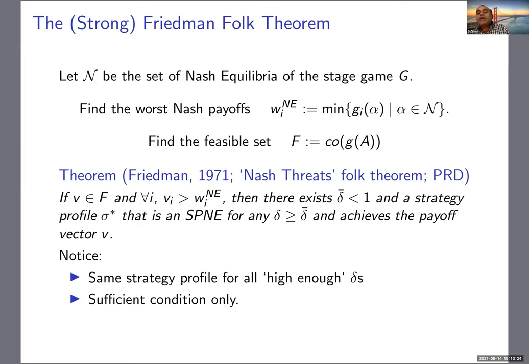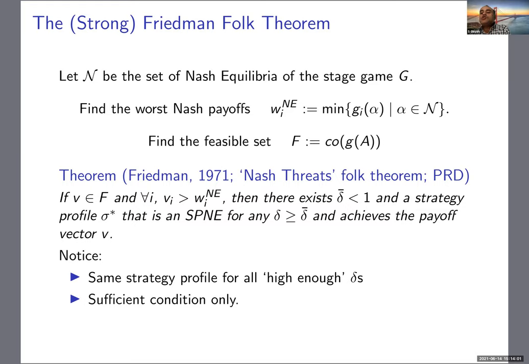And what we are going to do is state Friedman's folk theorem next, Friedman 1971, in a slightly stronger form. This is the famous Nash threats folk theorem. It uses a public randomization device. So if v belongs to the feasible set, so it's a feasible payoff, and for every i, the payoff v_i is strictly greater than the worst Nash equilibrium payoff of i, then we can find a delta upper bar less than one and a strategy profile sigma star that is an SPNE for any delta greater than or equal to delta upper bar.